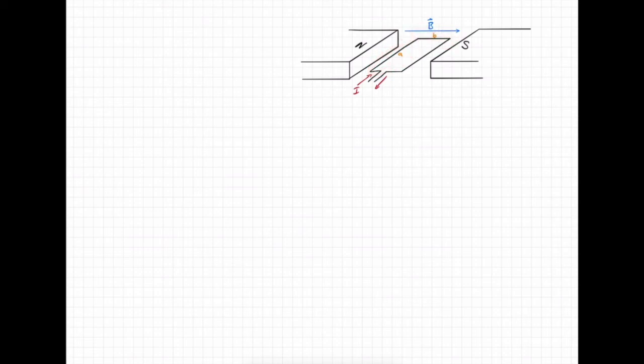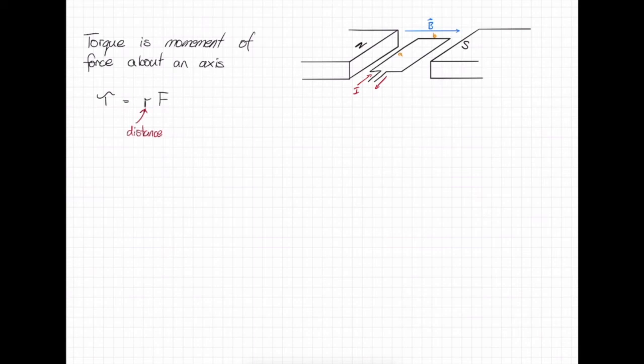Now, what we need to think about is what torque is. Torque is a moment of force about an axis. So torque is equal to RF, R being distance from center, F being our force applied at that distance away from the center, and our tau here is just our torque.